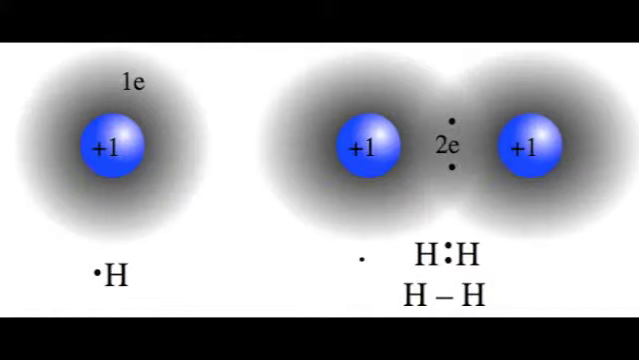Covalent bonds are formed when two atoms share electrons to create a full shell. This is shown with two hydrogens. Each hydrogen only has one electron, so to fill its first shell of valence electrons, there only needs to be two. So if they share electrons, then each atom gets a full shell.